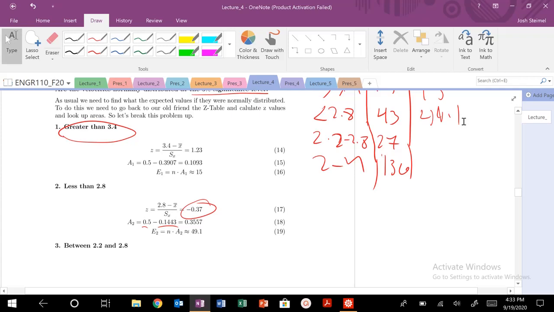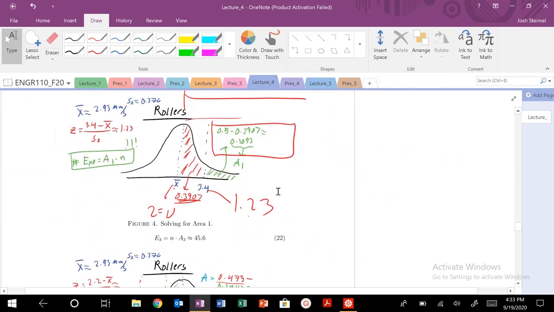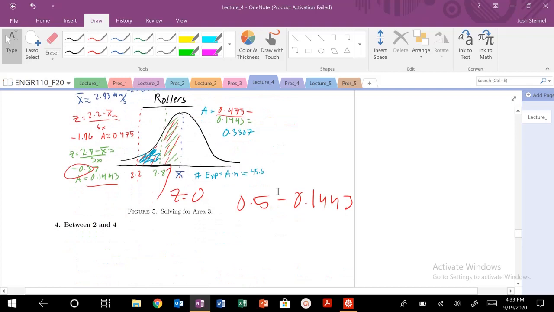So then the question asks between 2.2 and 2.8. So you do the same procedure again. You could see this picture here. We know the area from z equals 0 to 2.8. We just calculated that previously. It's this value here. Now we could also figure out the area from z equals 0 to a z value of 2.2. You calculate your value of 2.2. You see this is 1.96.